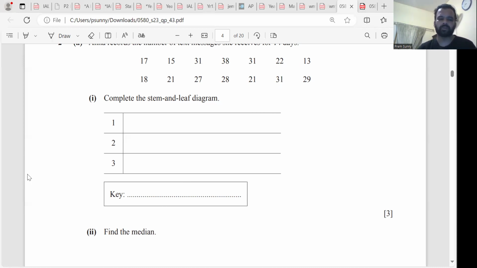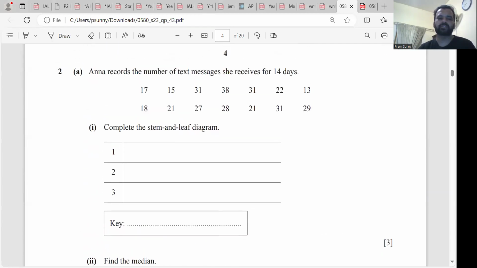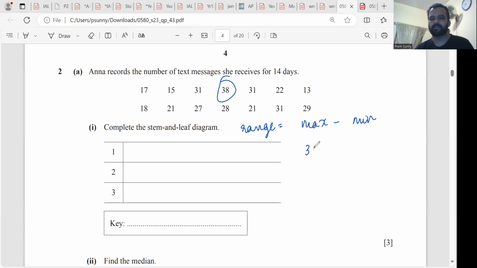And moving on to the last one, that is the range here. So we know range is always maximum value minus minimum value here. The maximum value that we have here was 38. And the minimum value that we have here was 13. So 38 minus 13, we will be getting the answer as 25. So 25 will be the range.